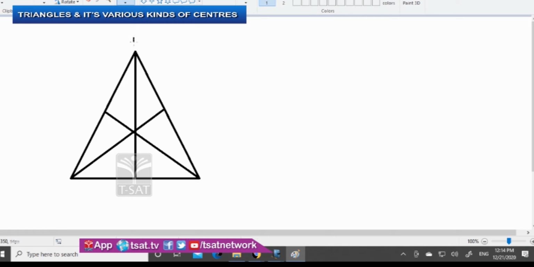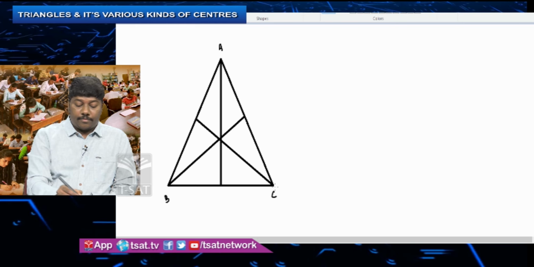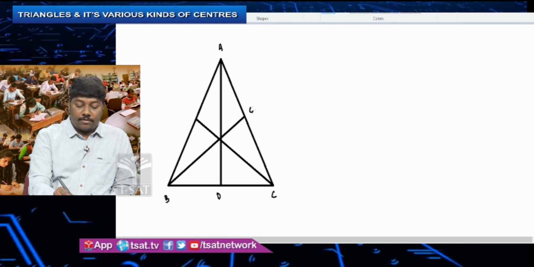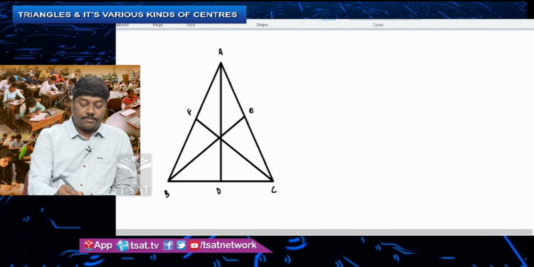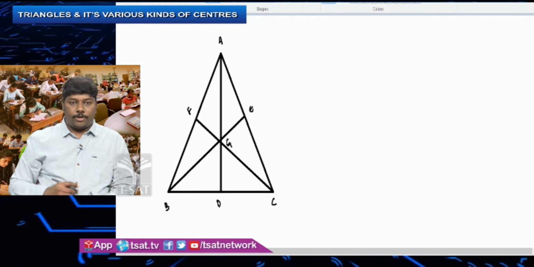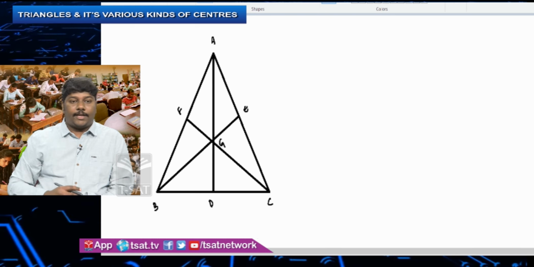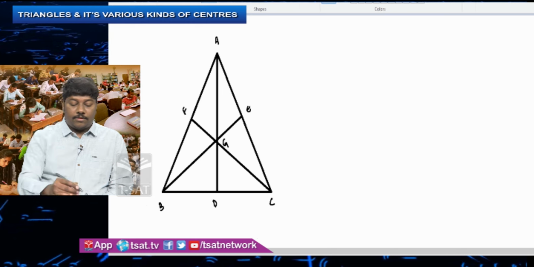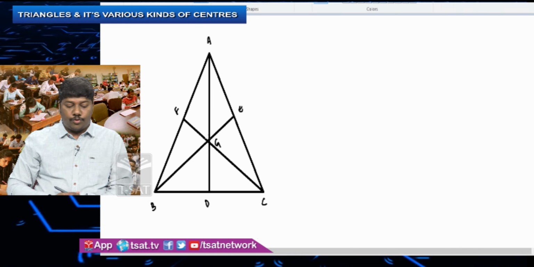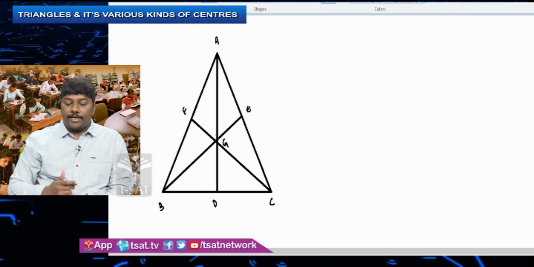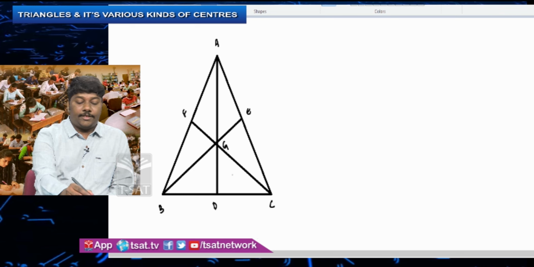Look at triangle ABC. Here AD, BE and CF are medians. G is the centroid. The centroid divides the median in the ratio 2:1, and a median divides the triangle into two halves. So first, I am just shading this region.